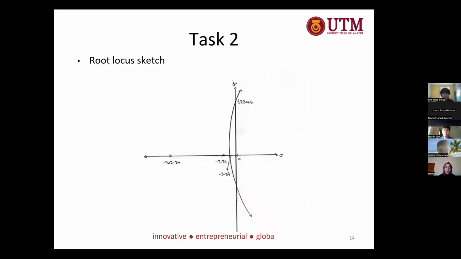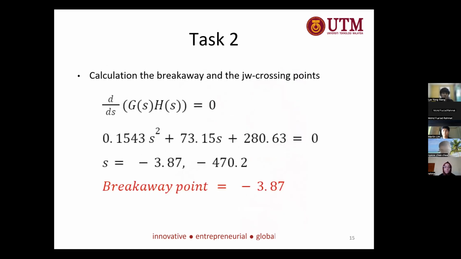And this is the root locus sketch. First, we have the poles, which are 0, negative 7.76, and negative 702.84. Negative 7.76 and 0 collide and create an arc to infinity. So we have a breakaway point, which is negative 3.87, and the jw crossing on the positive and negative side, which is j234.6.